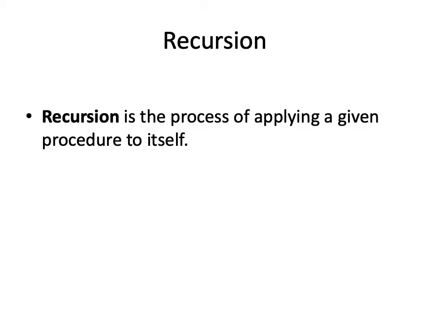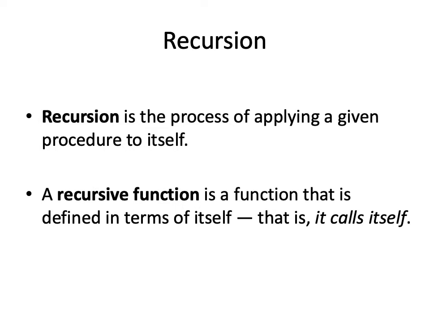Another way of defining recursion is saying that recursion is the process of applying a given procedure to itself. A recursive function, in either computer science or mathematics, is a function that is defined in terms of itself. That is, it calls itself. So in math, you can't calculate the value of a recursive function unless you know another value of that recursive function. In computer science, a recursive function is a function that will call itself. So somewhere in the definition of the function, it will call itself, and you'll see an example of that in a couple slides.